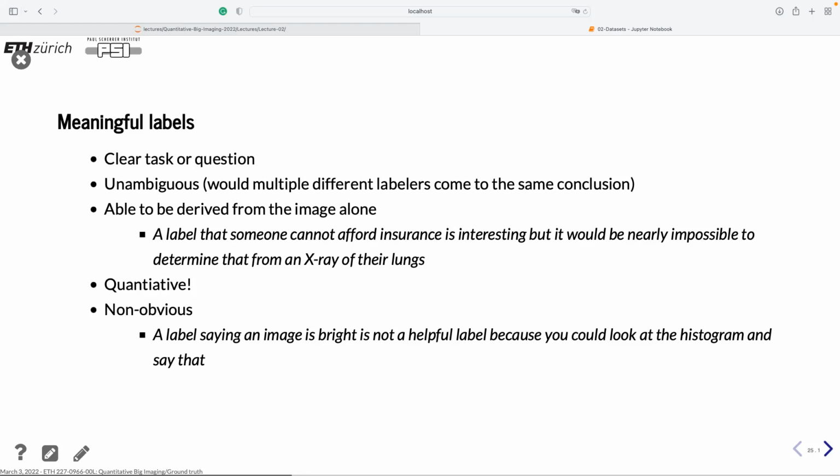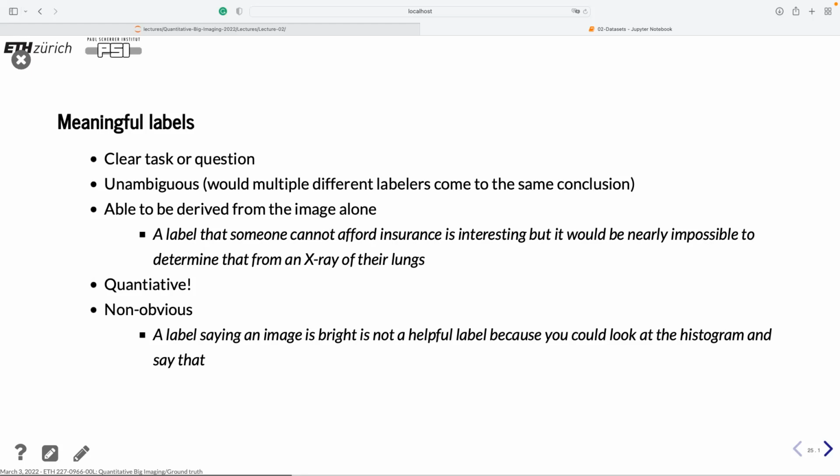And even better, it should be possible to derive the label from the images themselves. So the image itself must be able to tell what it is. For example, if you have an image of a lung and the label says this person couldn't pay his insurance, it's not telling much about the image. You can't do anything with that.